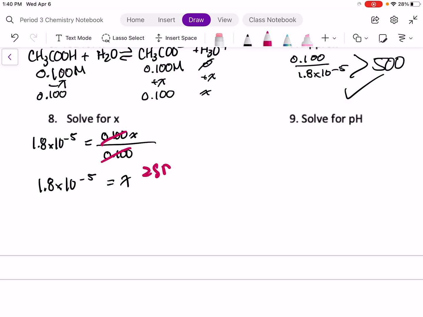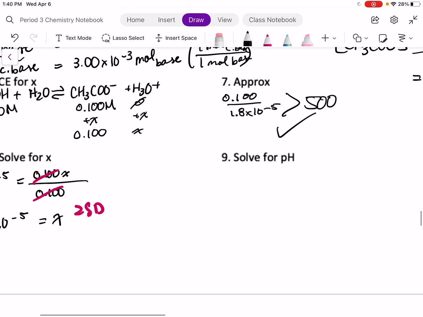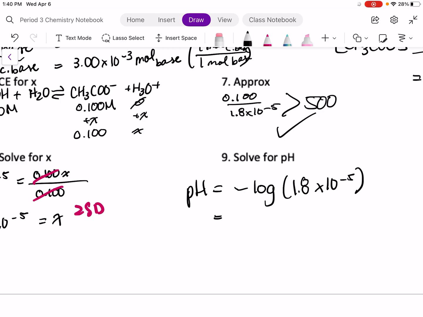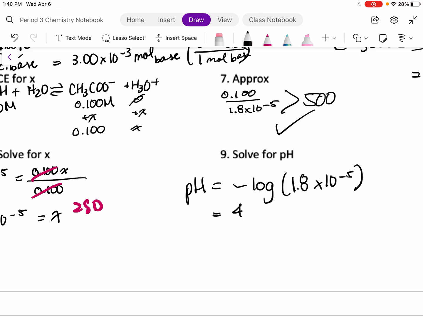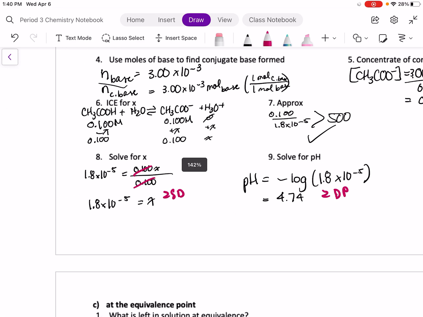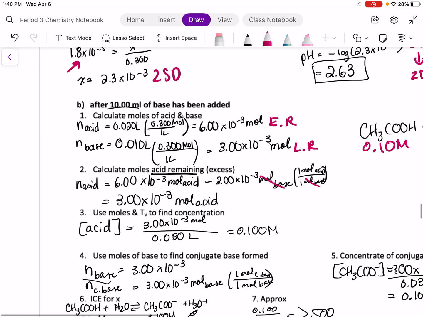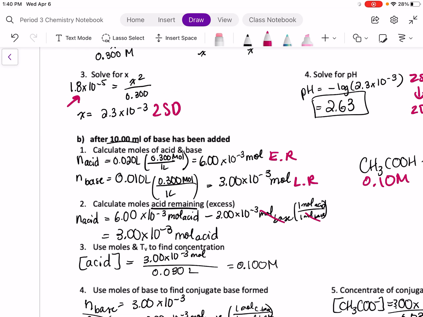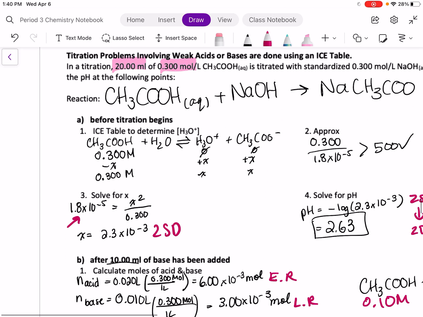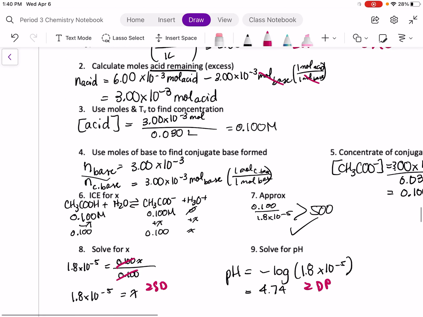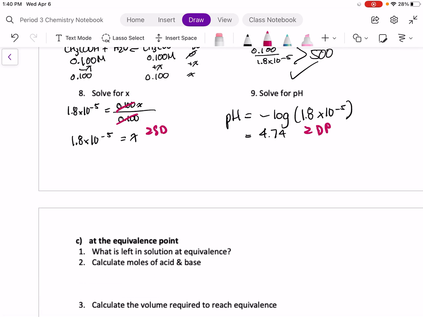Again, we have 2 sig digs. We're going to put that into our pH because it is our hydronium. pH is equal to negative log 1.8 times 10 to the negative 5, which is 4.74, 2 decimal places here. Okay, so that again is for after 10 milliliters of base has been added, and we also did before the titration begins. We're going to do a new video for at equivalents and beyond equivalents.